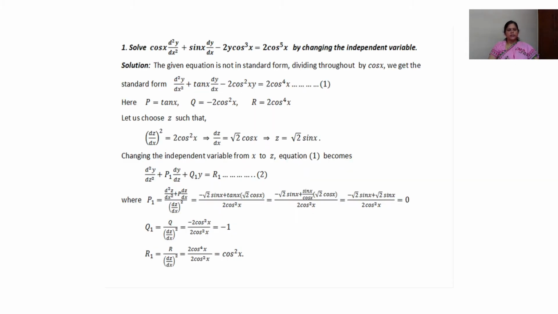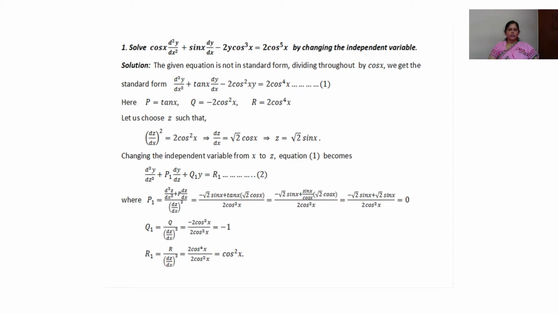The first problem is: solve cos x into d square y by dx square plus sin x into dy by dx minus 2y into cos cube x is equal to 2 cos to the power 5x by changing the independent variable. So first thing, we have to check whether the given equation is in the standard form or not. If not, we have to change it to standard form.